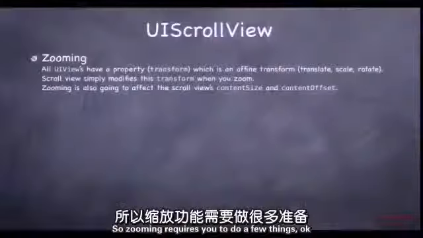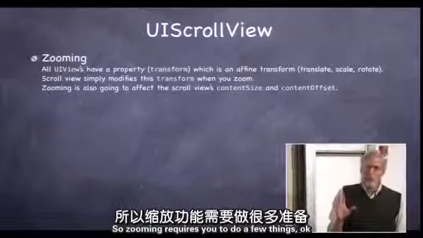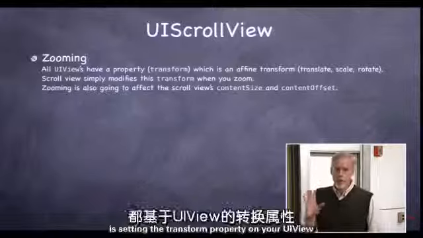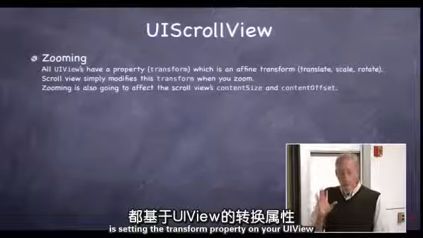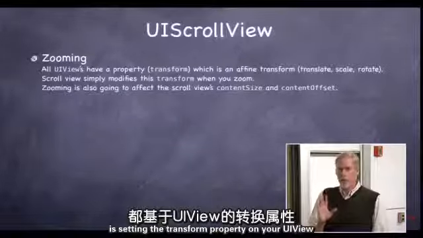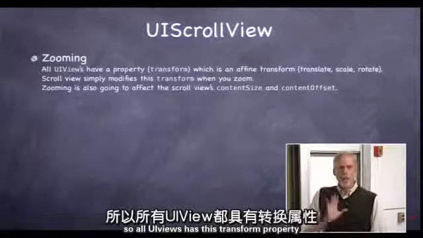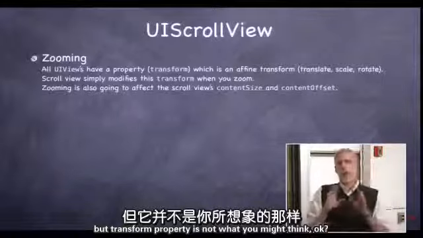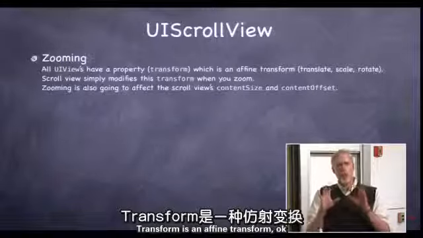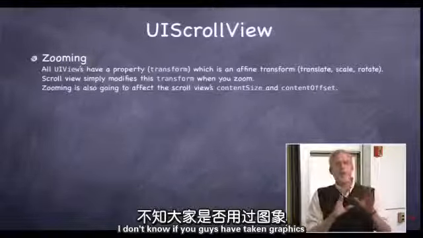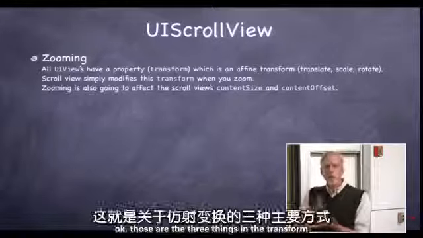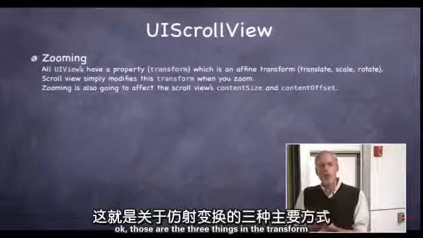So zooming requires you to do a few things. One thing about zooming is all it's doing is setting the transform property on your UIView. All UIViews have this transform property, but the transform property is not what you might think. It's an affine transform. I don't know if you guys have taken graphics, but that's basically just scale and translate and rotate. Those are the 3 things in this transform.